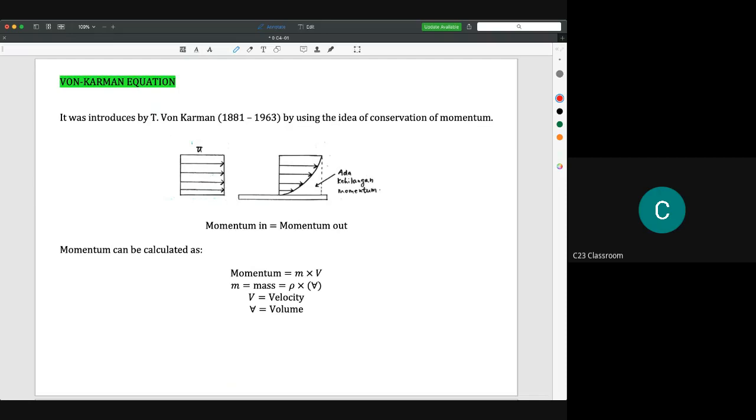To get the shear stress, we use another idea introduced by von Karman, and we call it the von Karman equation. It was introduced by one scientist named von Karman around this year. And the idea of this one is actually the conservation of momentum.